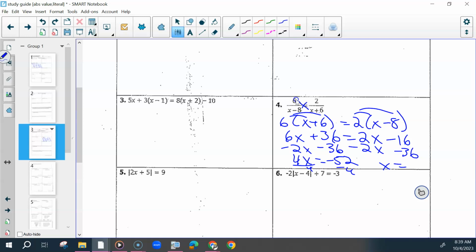Whoever's phone is in 14, your sound is on, or your phone is on. What is x?